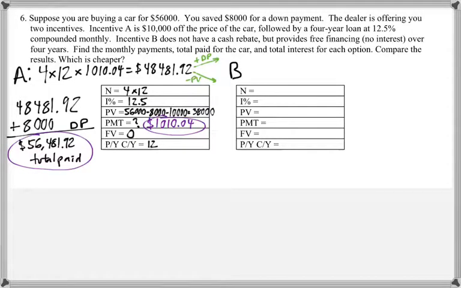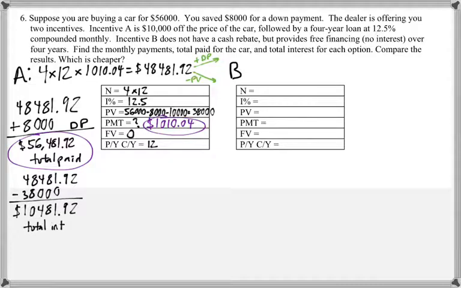So the total paid is $56,481.92. And the total interest is $10,481.92. Now let's look at option B.